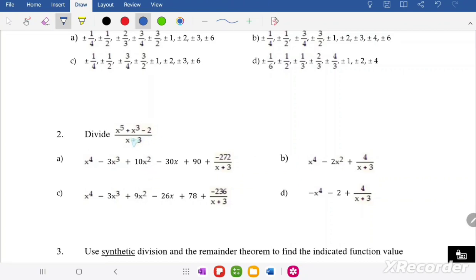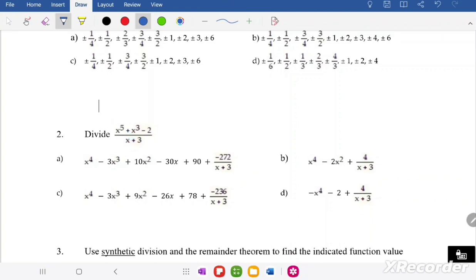Now, in order to use the synthetic division method, we just need to work with the coefficients. But any missing coefficients must also be written out as 0. We see over here in x to the 5th plus x cubed minus 2, there are some terms not visible. X to the 4th is not visible here. X squared is not visible. X is not visible. But we have to bring them out by writing those coefficients as 0.